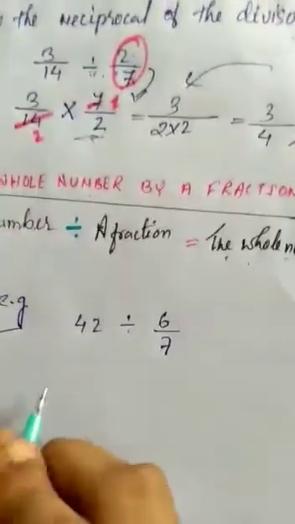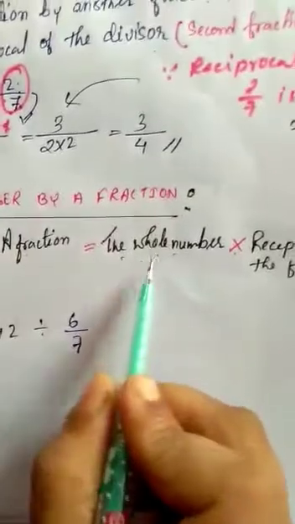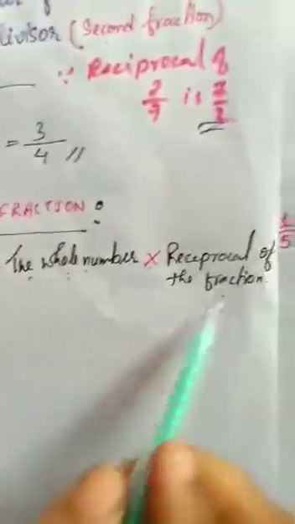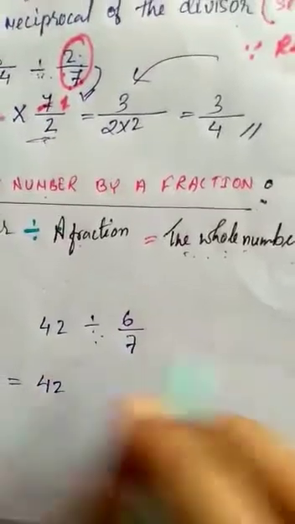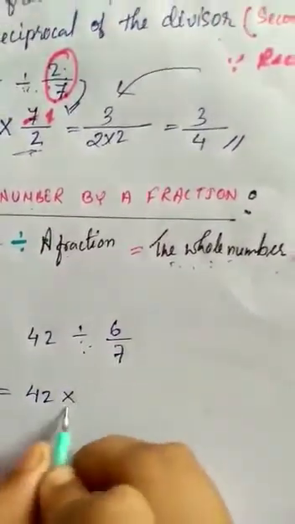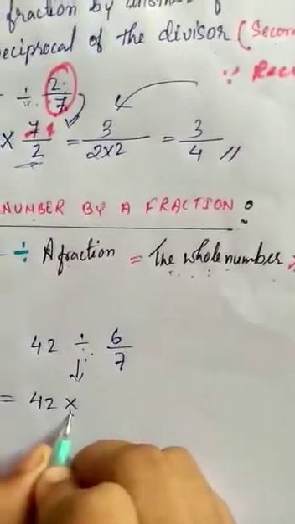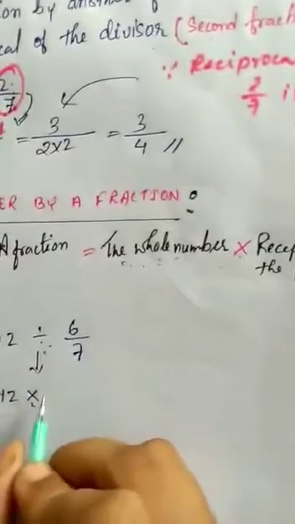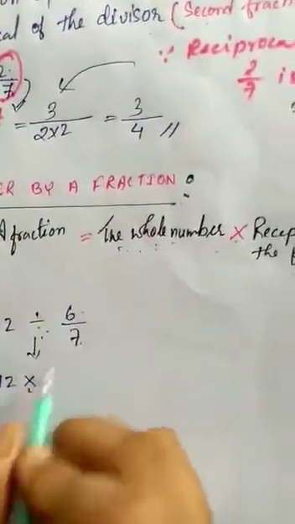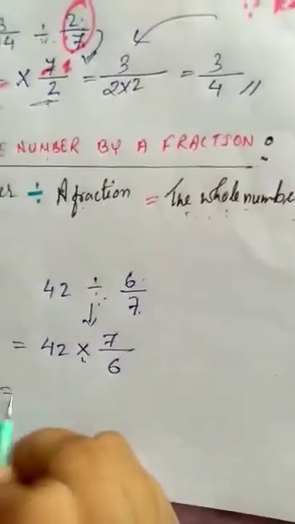So how can we get the result? What you have to do is multiply the whole number by the reciprocal of the fraction. So the whole number is 42, divided by what? We have to change this sign. Here, divided becomes multiplied. When you have changed the sign, only then do we change to the reciprocal of the fraction. So the fraction is 6 by 7. The reciprocal of 6 by 7 will be what? 7 by 6. Now we can solve it.